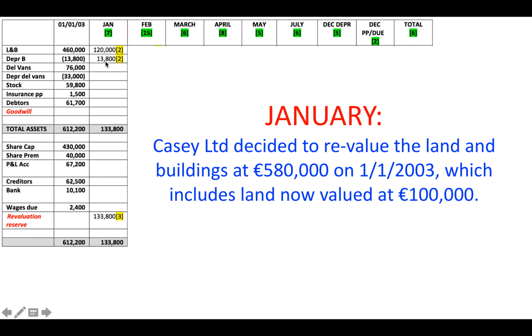So 13,800, we want to add that back in. So the total assets there, €133,800. Now, we have our assets, 133,800. What about our liabilities? We need to have 133,800 there as well. So what we do when we revalue land and buildings is down in our financed by section of our balance sheet, so our long-term liabilities, we create a revaluation reserve, and into that we put the 133,800 there as well. So that is January complete.